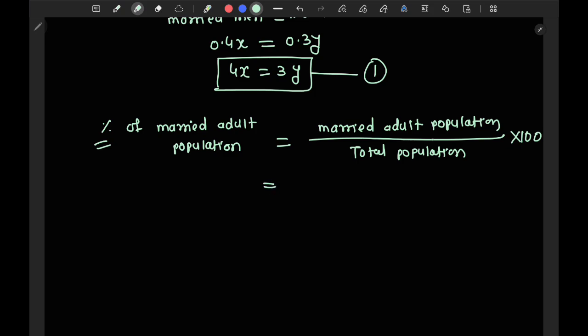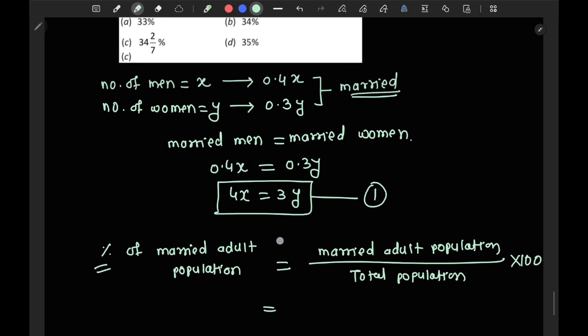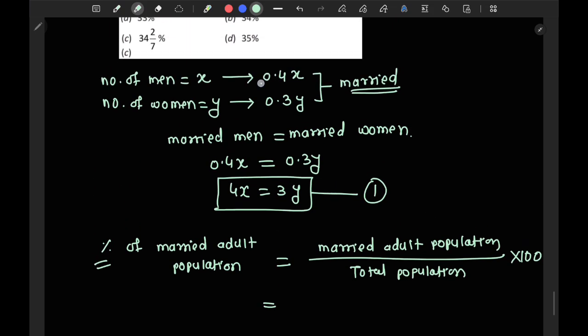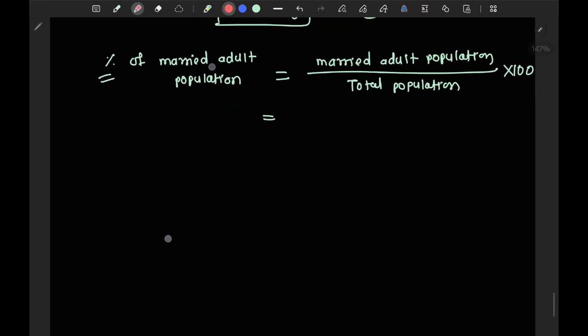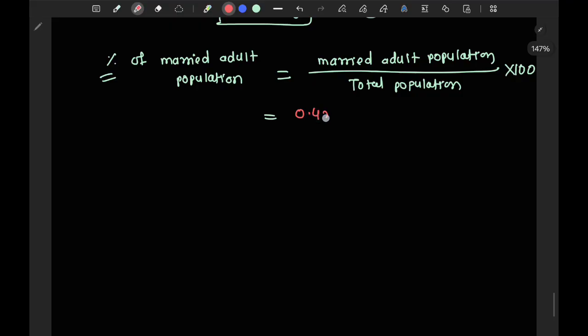Now tell me, the married adult population is how much? The married adult population is 0.4x men and 0.3y women. So I write 0.4x men and 0.3y women that are married, and that is the total married adult population, divided by the total population. There are a total of x men and y women. So that is the total population, into 100. I'll mark this as equation number 2.